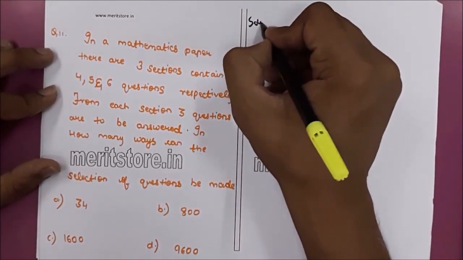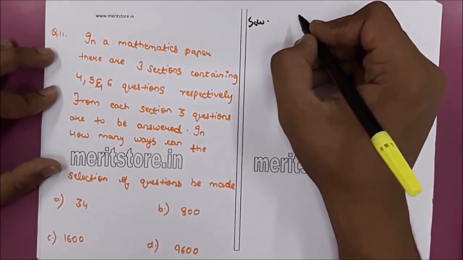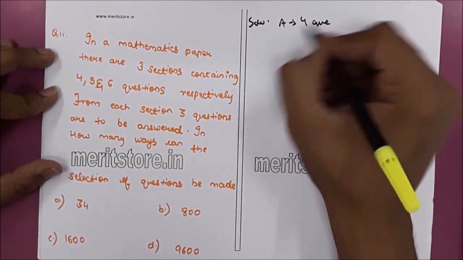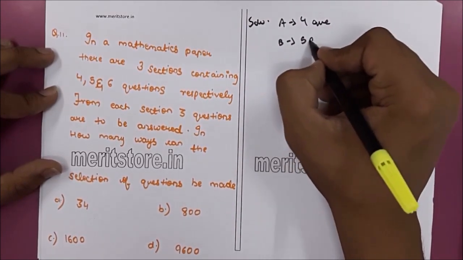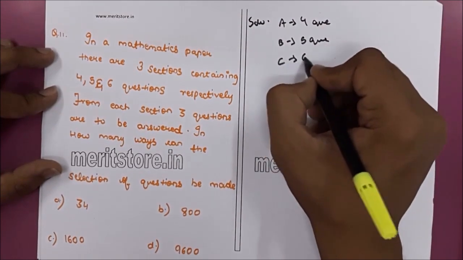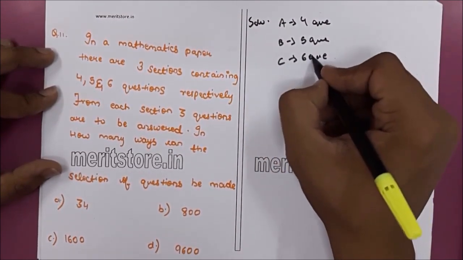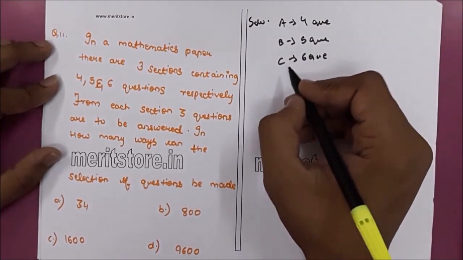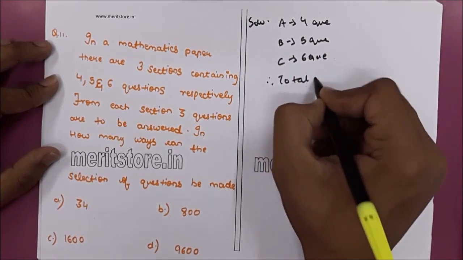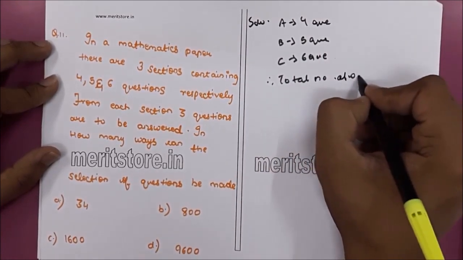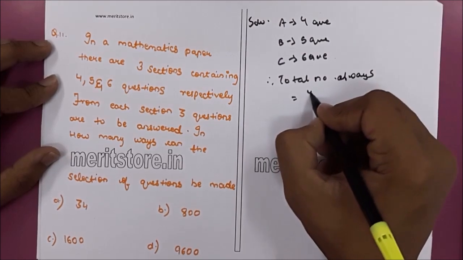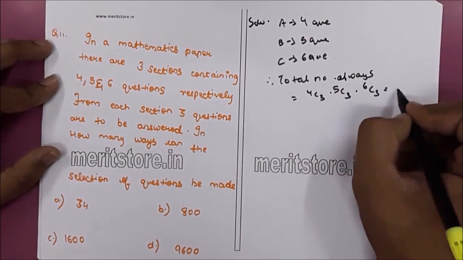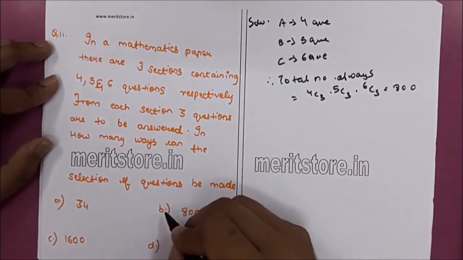Therefore the solution is: the mathematics paper has 3 sections, A with 4 questions, B with 5 questions, C with 6 questions. From each section we have to select 3 questions. Therefore, the total number of ways is equal to 4C3 into 5C3 into 6C3, that is equal to 800. Therefore, option B is correct.